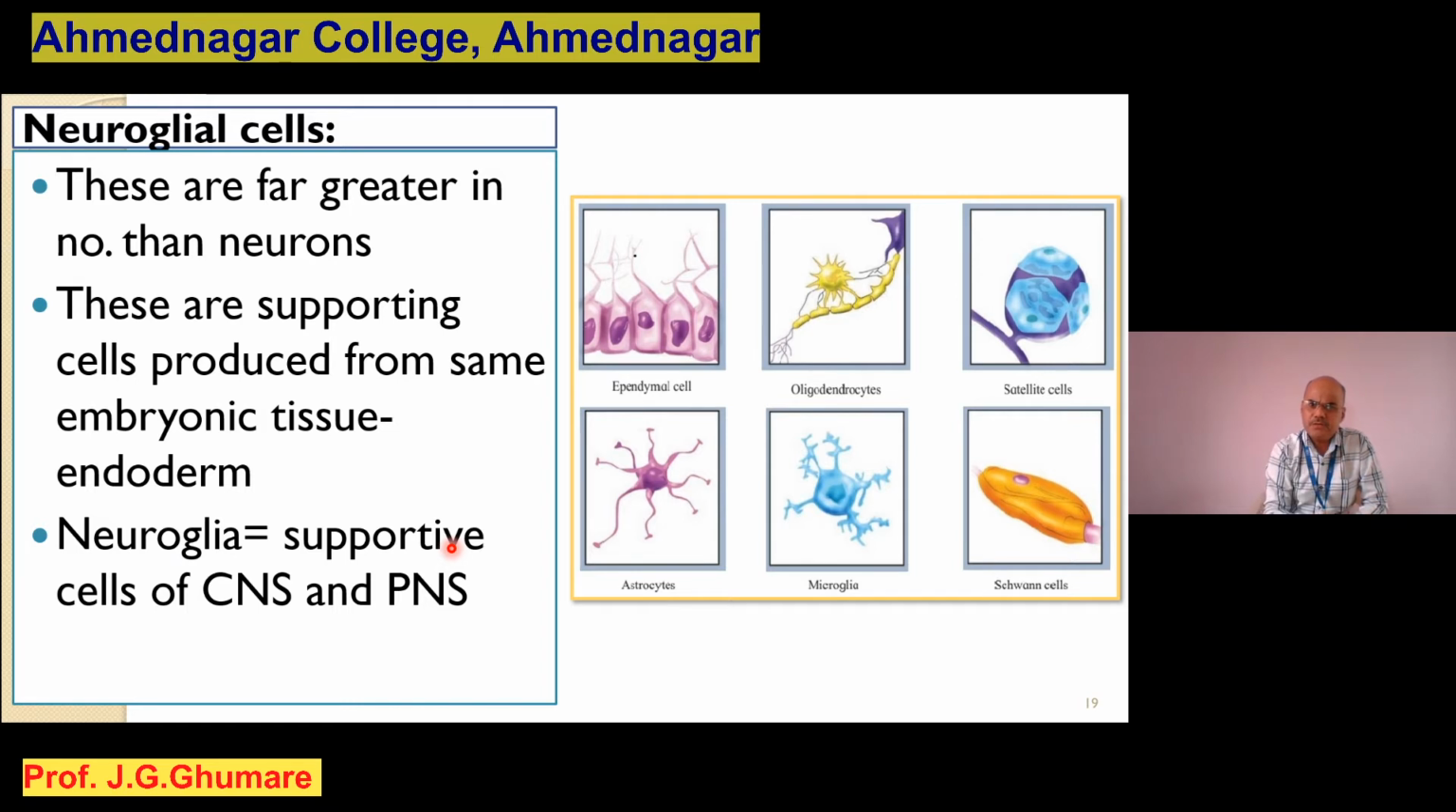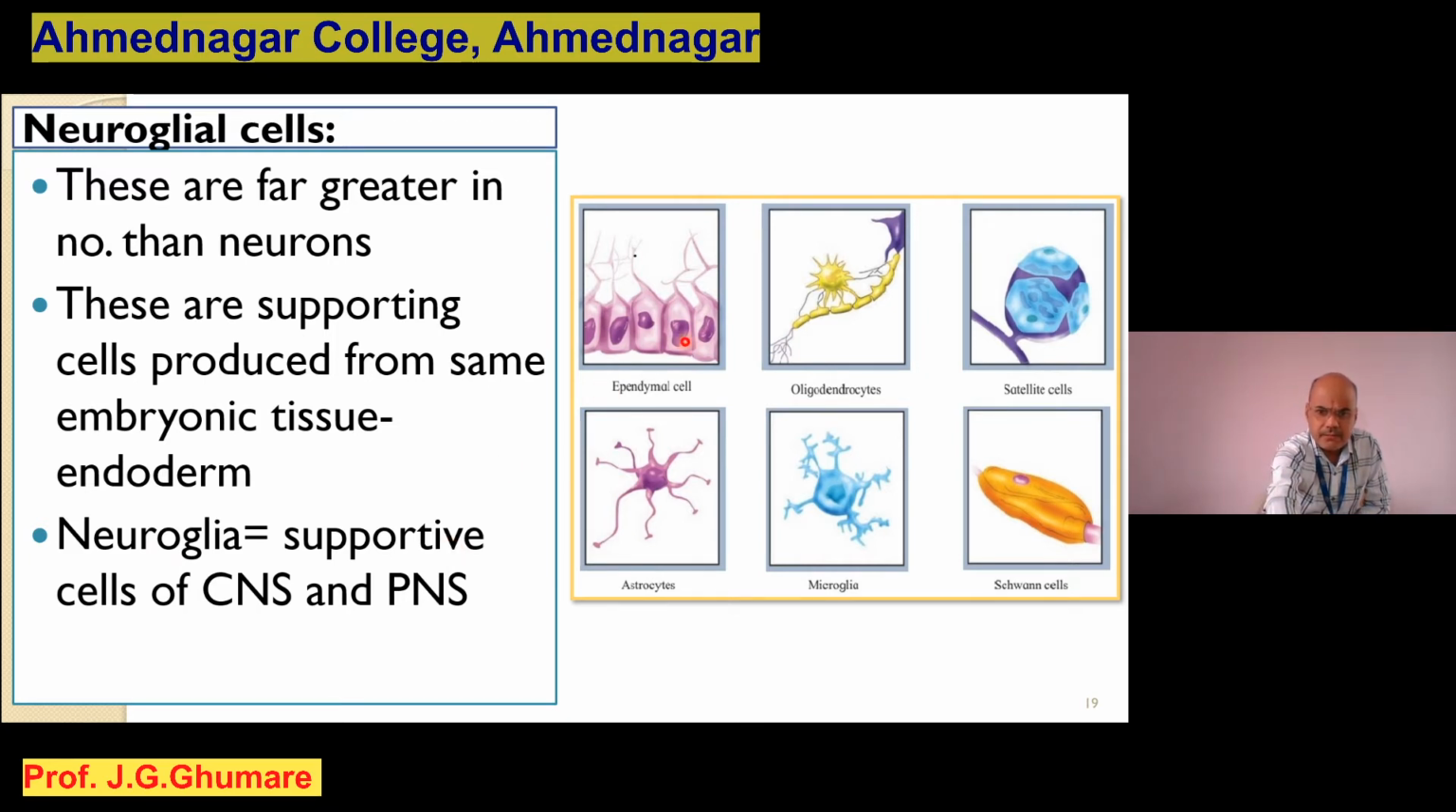These are the supportive cells produced from the same embryonic origin, endoderm. Main neurons develop from endoderm of the embryo, and these are produced from endoderm. Name itself gives, I told you, they are supportive cells. They support the central nervous system as well as the peripheral nervous system.